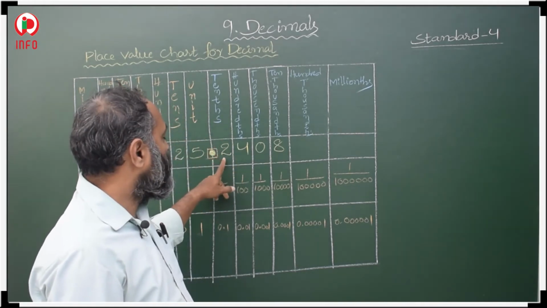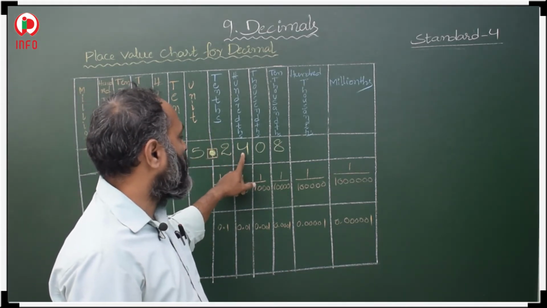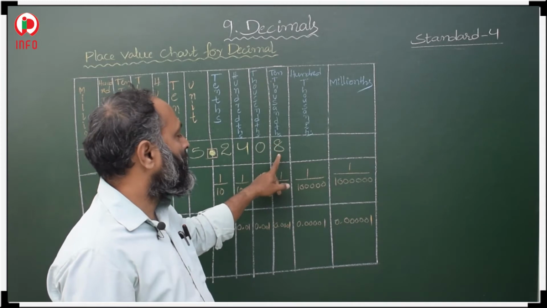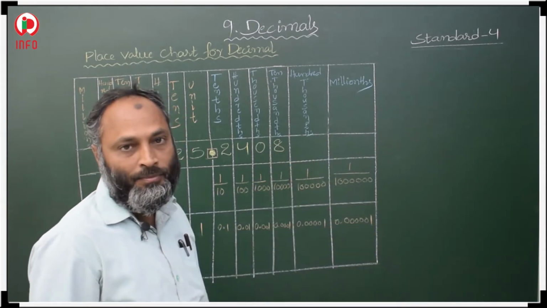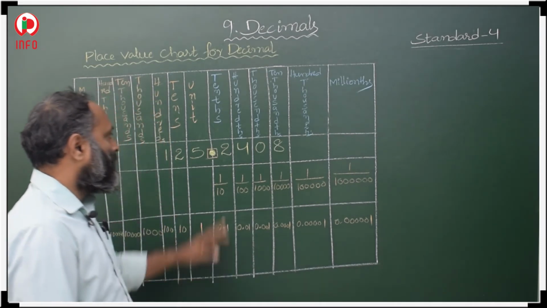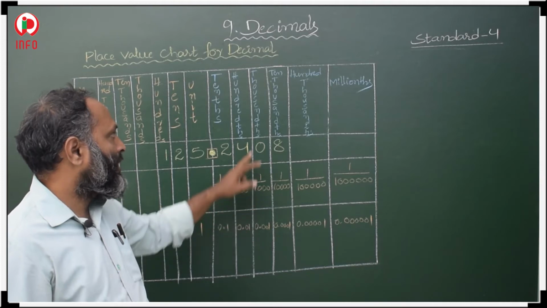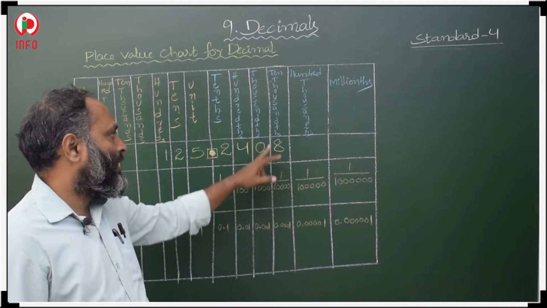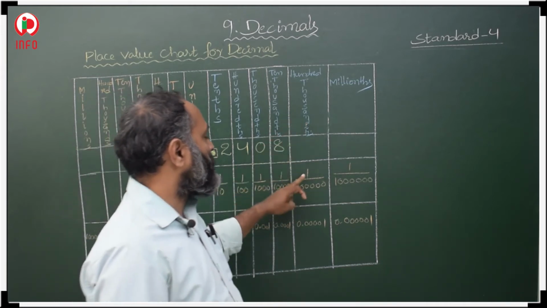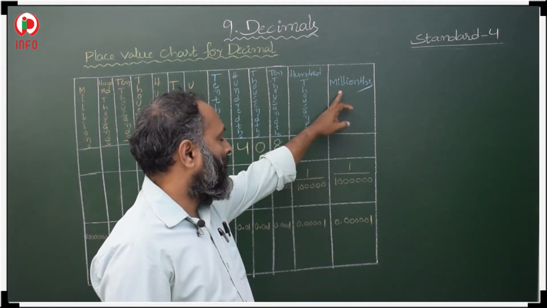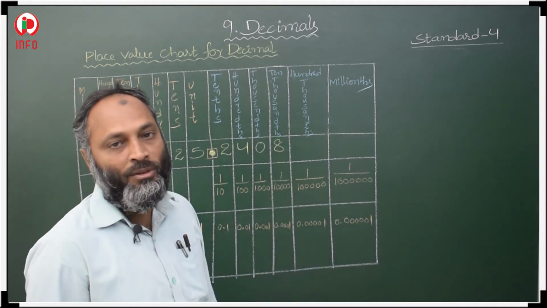So, here at the very beginning we start from the tenths place: tenths, hundredths, thousandths, ten-thousandths, hundred-thousandths, millionths. Tenths means 1 by 10, hundredths means 1 by 100, thousandths means 1 by 1000, ten-thousandths means 1 by 10,000, hundred-thousandths means 1 by 100,000, millionths means 1 by a million. So that means we have to take it in the denominator.